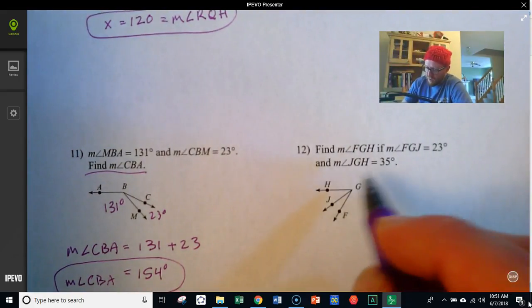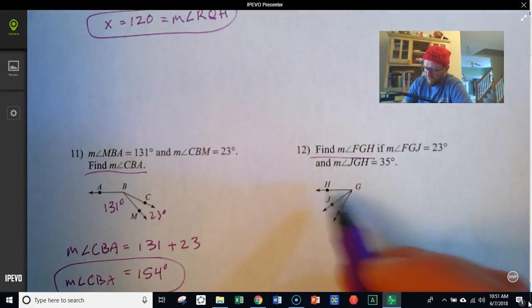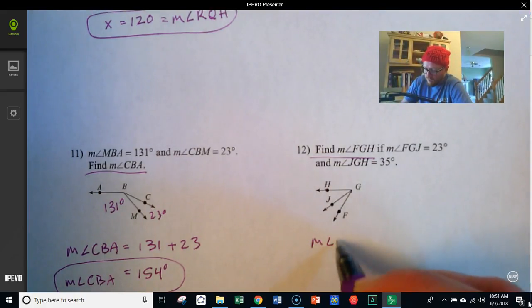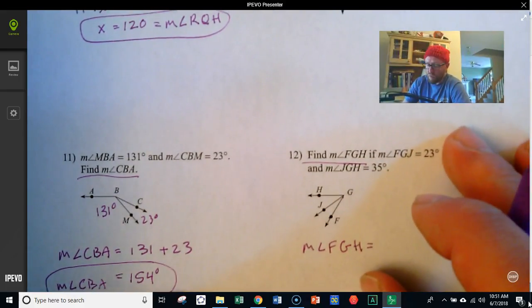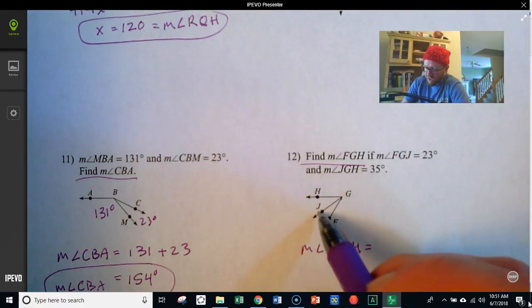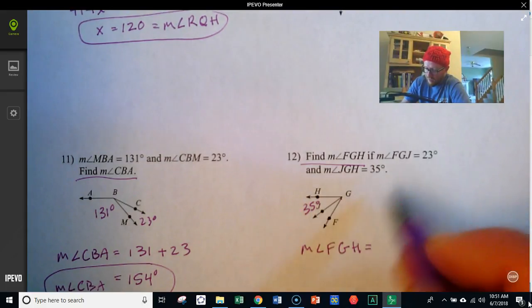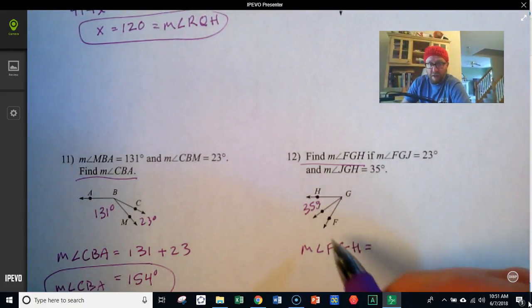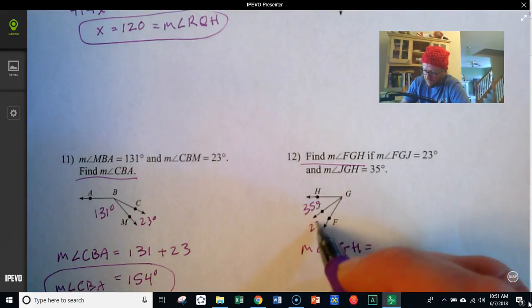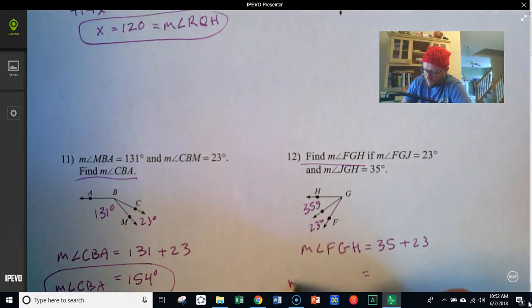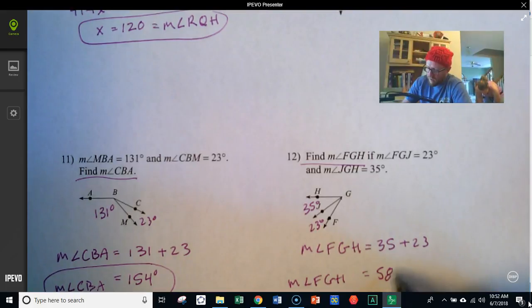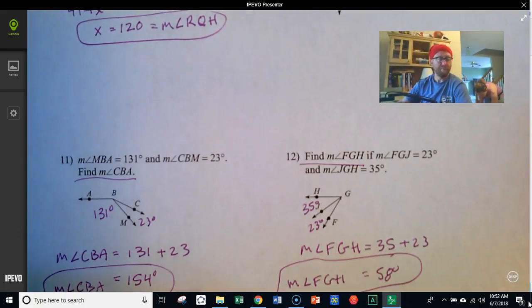Okay, and then over here, we're supposed to find FGH. That's FGH, so we're trying to find the big angle. So the measure of angle FGH is equal to the measure of the two smaller angles put together. Let's see, JGH is 35, and FGJ is 23. So 35 plus 23. So the measure of angle FGH is 58 degrees. All right, and we're done.